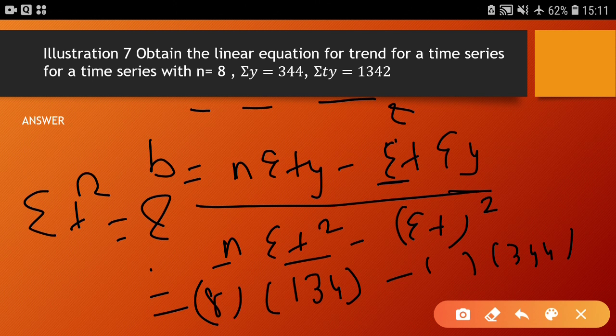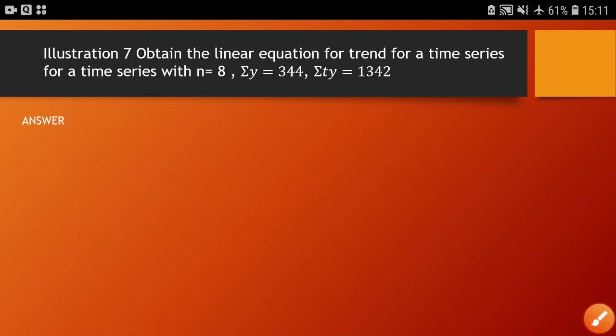Do you think there is any mistake in the question? Some student asked me in the exam. This was the sum, n is equal to 8, sigma y 344, sigma ty 1342, and the student called me that sir, there is a mistake, sigma t and sigma t square are not given in the question. But let me tell you that there is not a mistake in the question. Then how can I find sigma t and sigma t square?